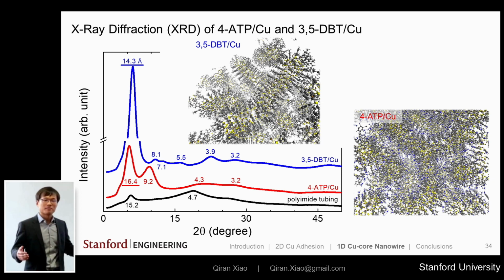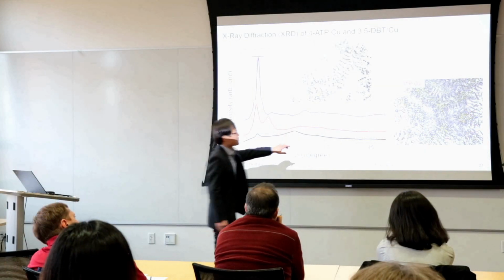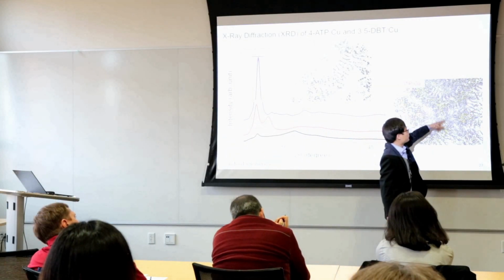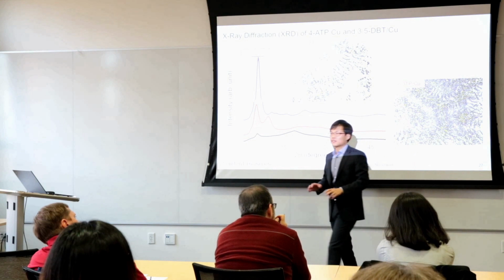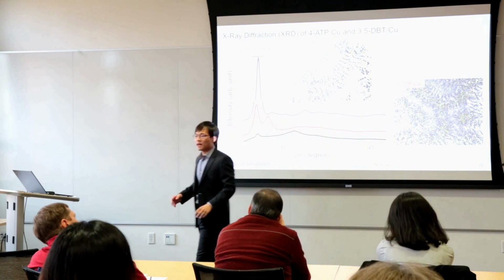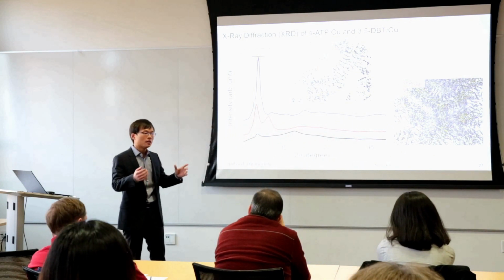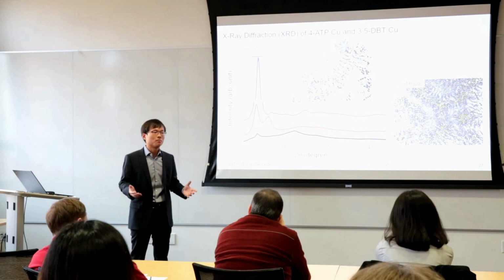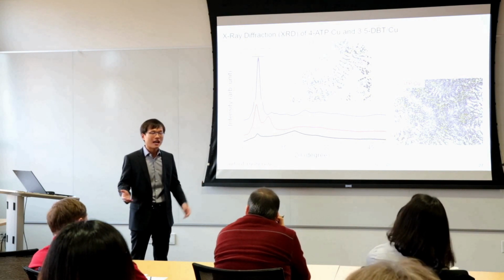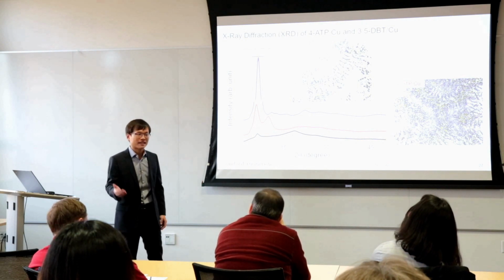And straight nanowires make alignment easy, whereas 4-ATP copper nanowires had a lot of branching. Branching makes alignment difficult. And better alignment means better packing. Better packing means better periodicity, and better periodicity means stronger XRD signal.